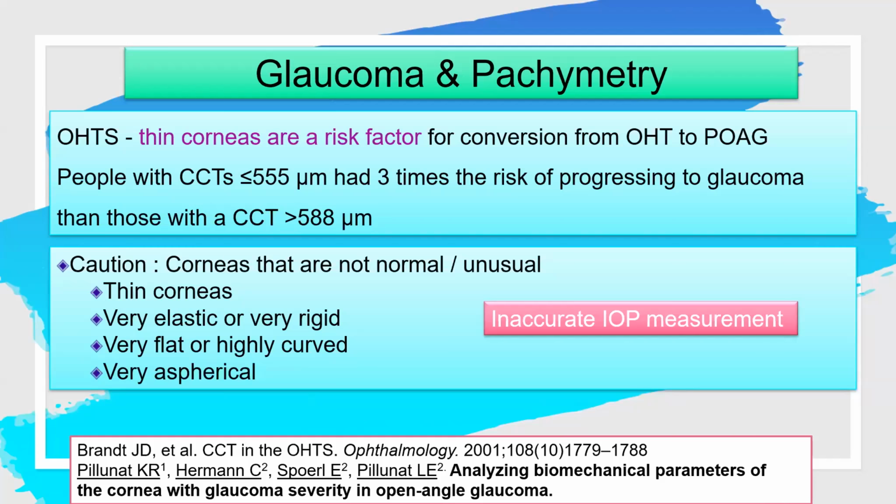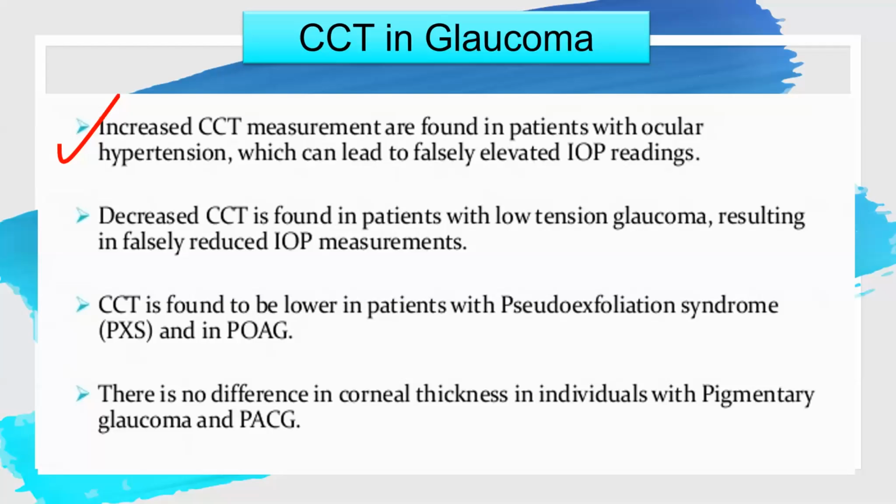Besides this, increased central corneal thickness is found in patients with ocular hypertension. Decreased central corneal thickness is found in patients with low tension glaucoma, and that is why patients with higher corneal thickness are likely to progress less than patients with lesser corneal thickness. In patients with pseudoexfoliation syndrome, corneal thickness has been found to be lower, and likewise in individuals with pigmentary glaucoma and primary angle closure glaucoma.